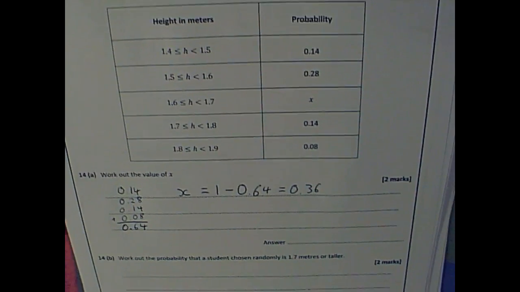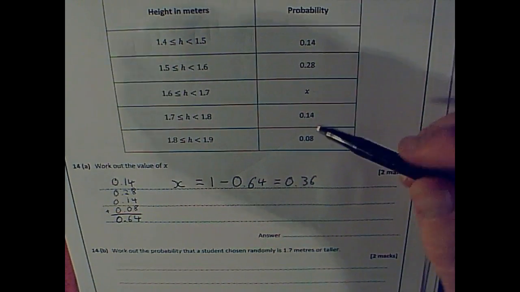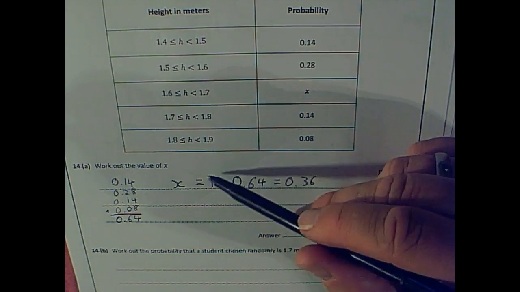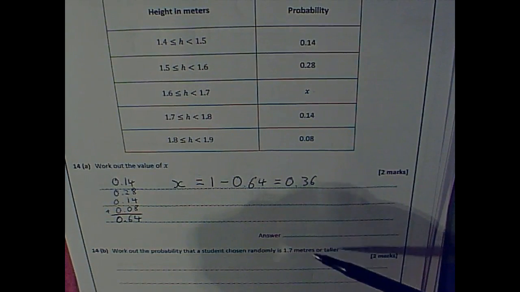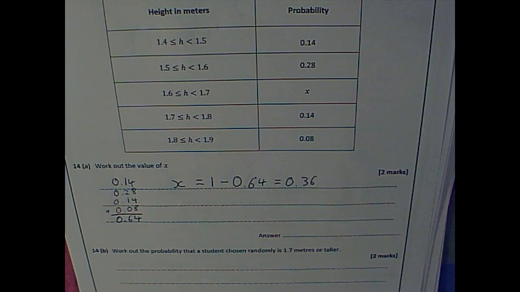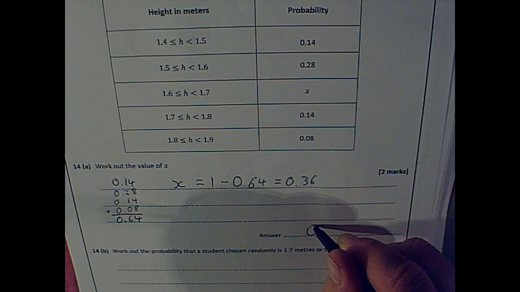0.36. This is one of those where you need to know that these probabilities have to add up to 1, and then just take care to avoid an error. You know, don't write 0.64 in your answer, and take care to avoid an error with your adding of the decimals. So my answer is 0.36.